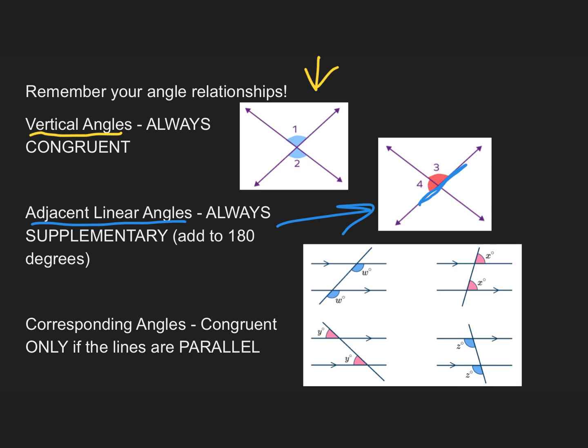Finally, we have corresponding angles. These are really the only new ones that we had. But they are congruent only if the lines are parallel. So if these lines are parallel, these angles would be congruent, and so on and so forth.